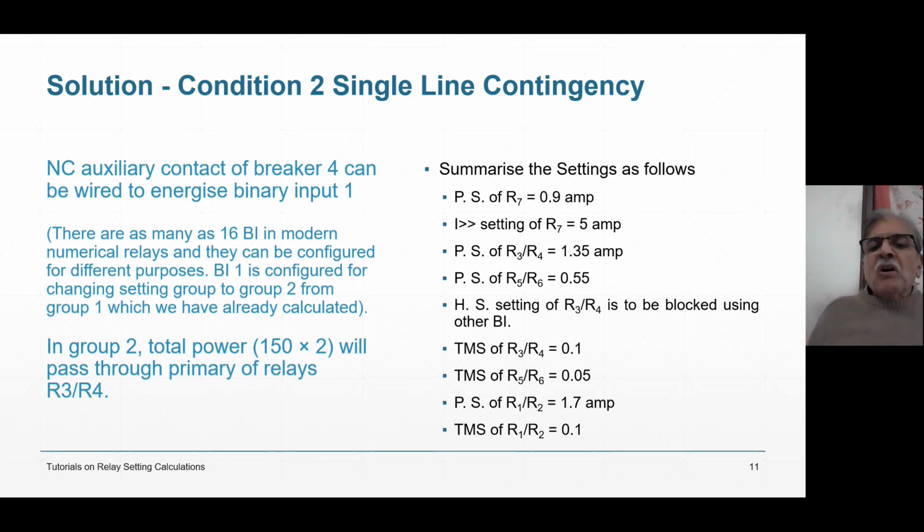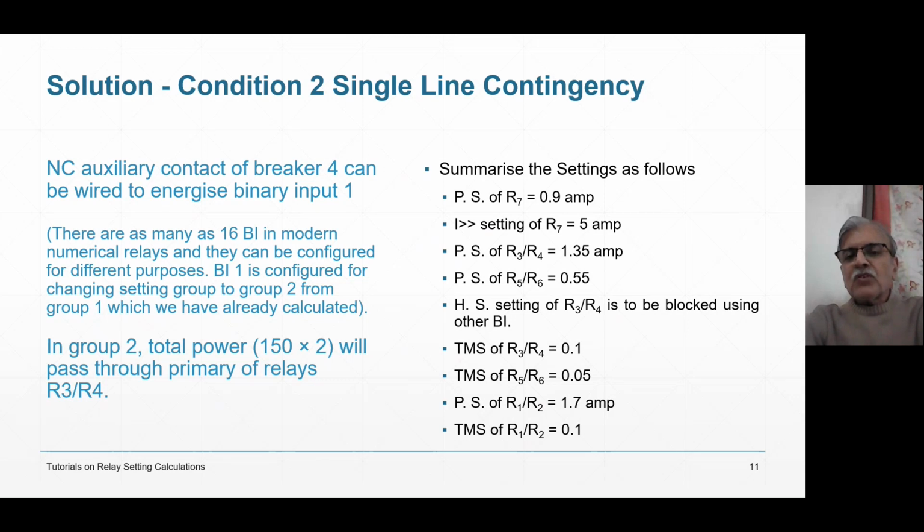So you will have to decide the settings for the second condition, single line contingency. You will have to feed that to the relay. Now, once the line trips, automatically the group will be 2 and the relay will give better protection, because now the relays will be more sensitive. So I can do that. In group 2, total power is passing through R3, R4, which we had done. So I will not be doing that calculation exercise.